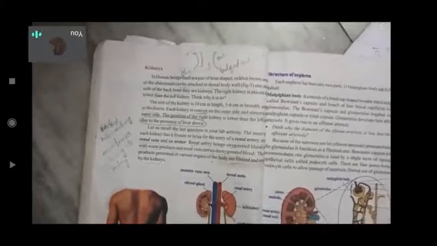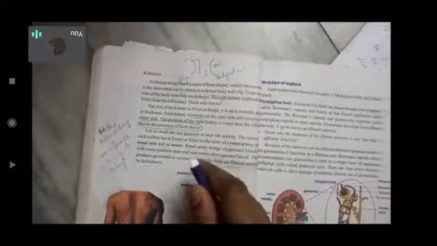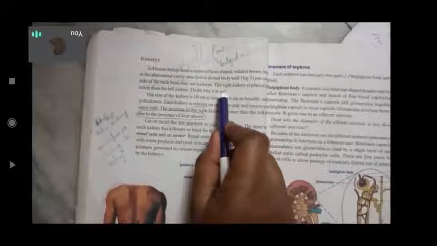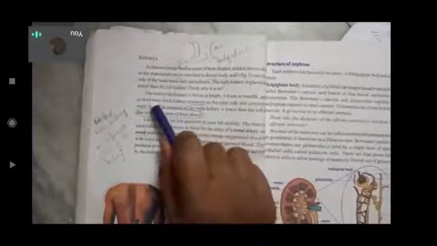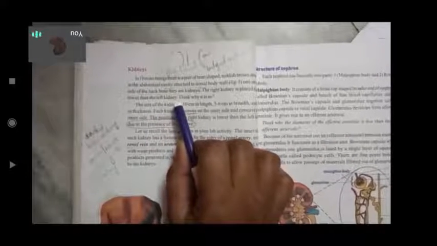The right kidney is placed slightly lower than the left kidney because of the presence of liver. Here, think why it is so. They ask, children, why? Because of the presence of the liver on the right side, the right kidney is placed slightly lower than the left kidney. So that is the reason for that.